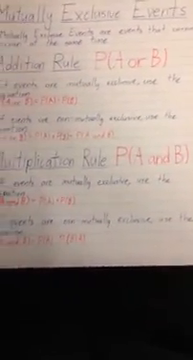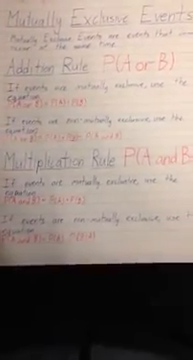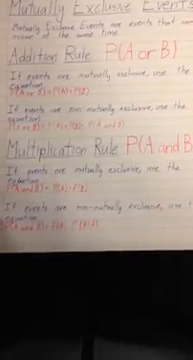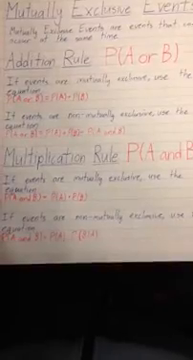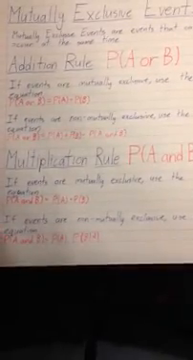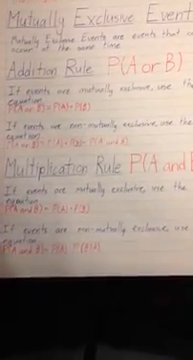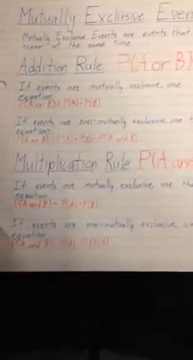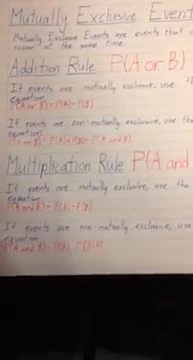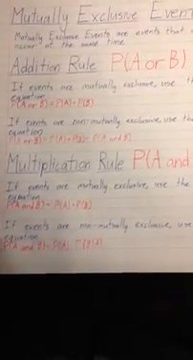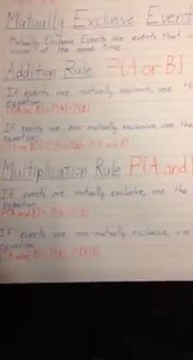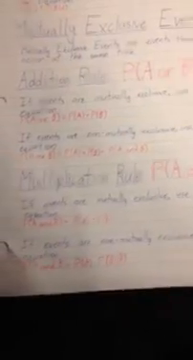And now we're going to talk about the probability of A and B using the multiplication rule. So with this rule, if events are independent, then you use the equation: the probability of A and B is equal to the probability of A times the probability of B. And if they are not, then you use the equation: the probability of A and B is equal to the probability of A times the probability of B given A, or B times A given B.